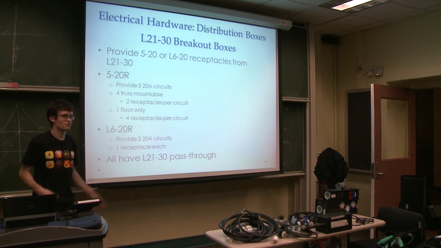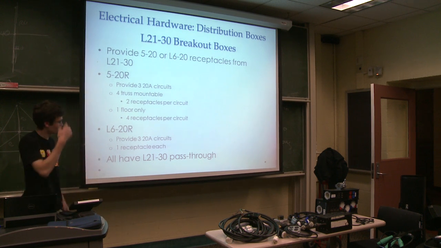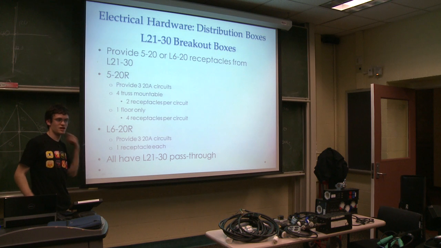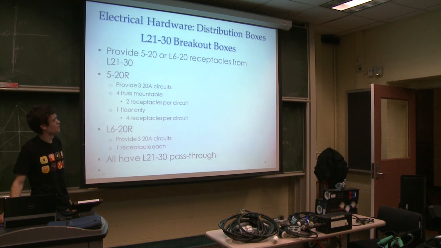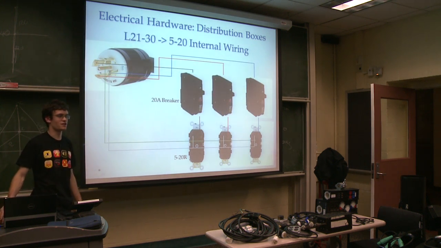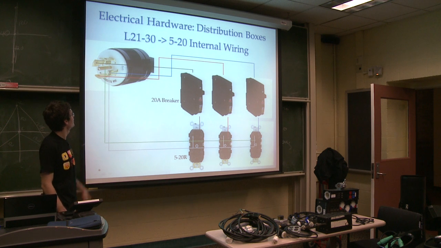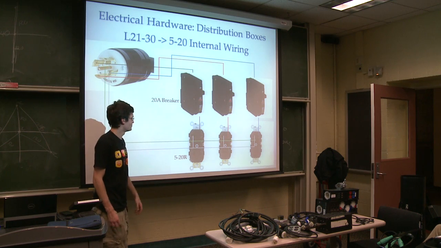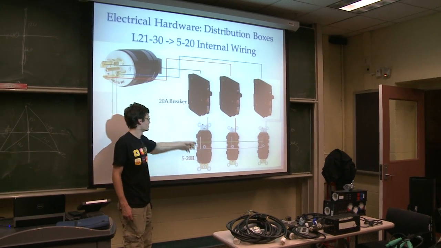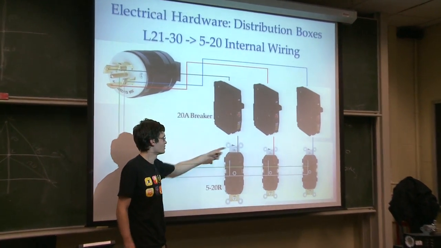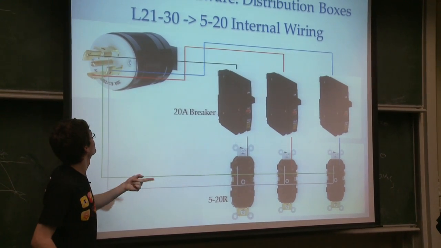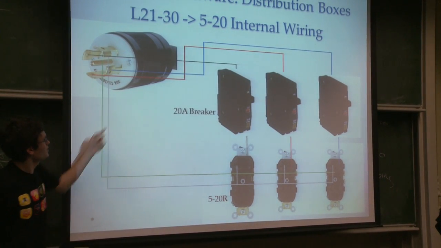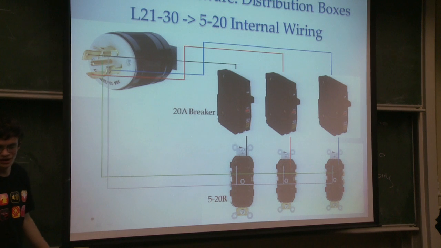Then the 620, 3 20 amp circuits, but they're L6, they're 208 volt each, and everyone passes through for providing someone else with power. Cool? They're kind of like mini breakout boxes. And because they're like mini breakout boxes, I did a mini diagram. Hey, look, it's the L2130 connector again. The Edison one has 3 breakers. Each one feeds through to an outlet with one of the hots. Neutral and ground run directly through all of them. It also passes through to the other connector.